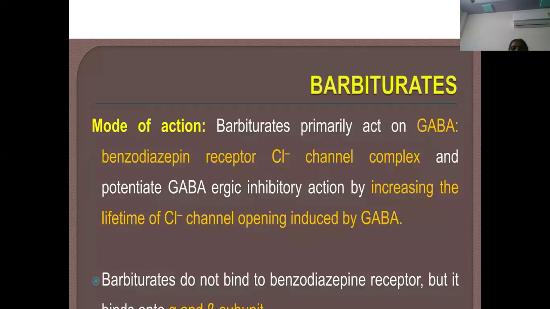Next, coming to the barbiturates. In that, this is the mode of action for barbiturates. Barbiturates primarily act on the GABA-benzodiazepine receptor Cl channel complex, and potentiate GABAergic inhibitory action by increasing the lifetime of Cl minus channel opening induced by GABA. Cl minus is nothing but chloride ions. Barbiturates do not bind to benzodiazepine receptors, but bind only to alpha and beta subunits.